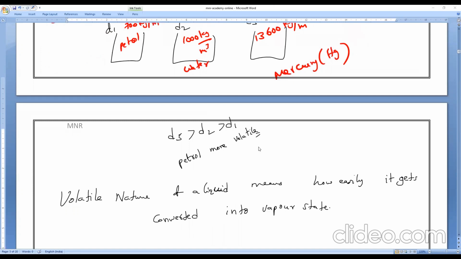Understand everybody till here? That is one of the most important points. So now, for example, if I take petrol and diesel, which will evaporate faster, diesel or petrol?